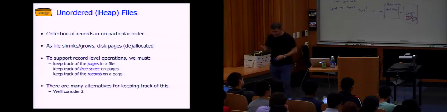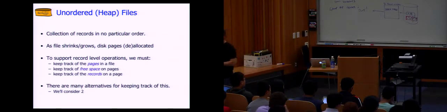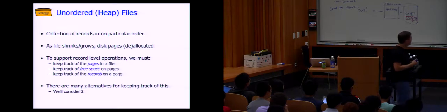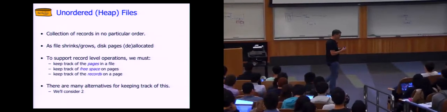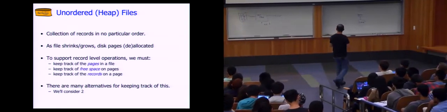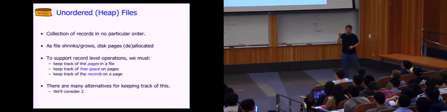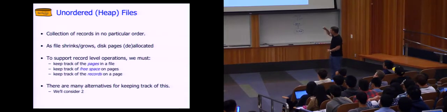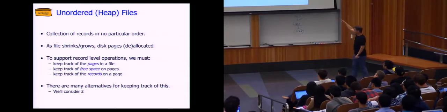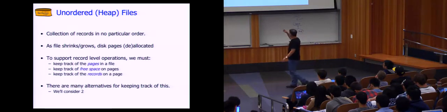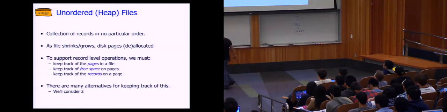Okay, so the typical file structure is what's called an unordered or heap file. It's a collection of records, and the system guarantees nothing about the order of those records. And as the file shrinks and grows, disk pages are allocated or deallocated to this file. And to support these record-level operations, fetch a record, insert a record, delete a record, modify a record, we're going to need to keep track of what are the pages in the file, where is there free space on these pages so that we can insert records, where are the records on these pages, okay?